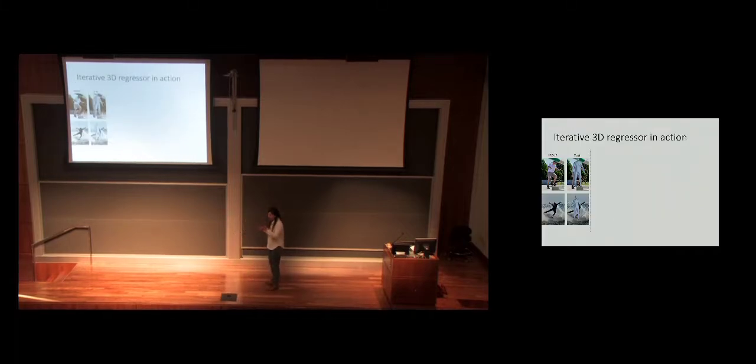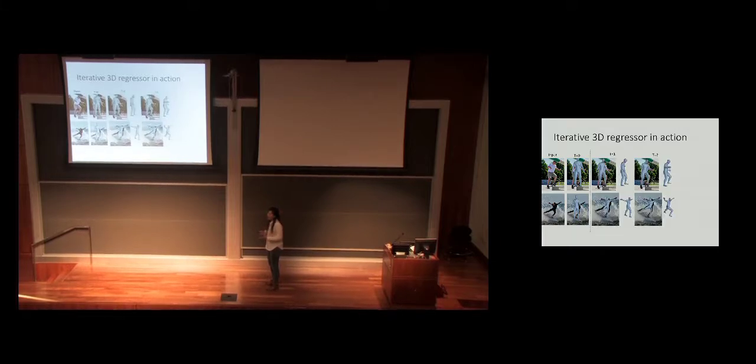But here's the iterative regressor in action. From a given input image, we always start with this mean human body with some reasonable camera, and then the network outputs this correction step by step, and slowly it gets to the right solution.